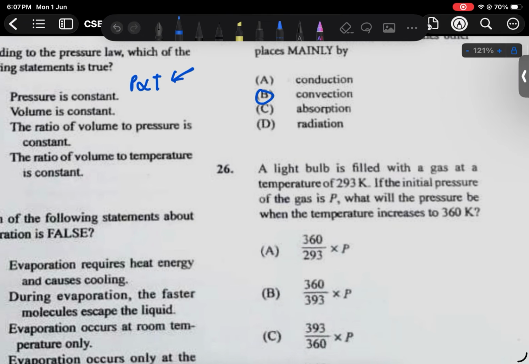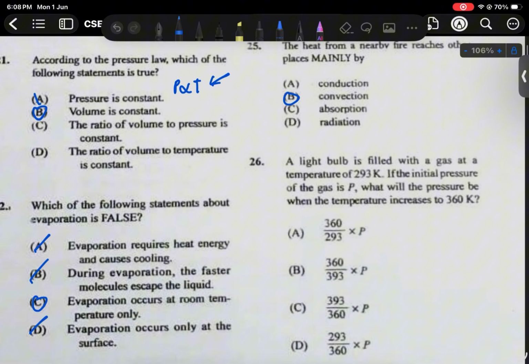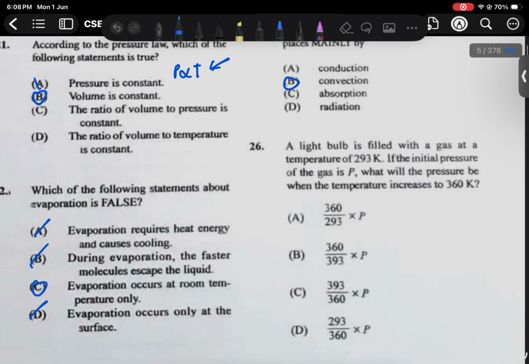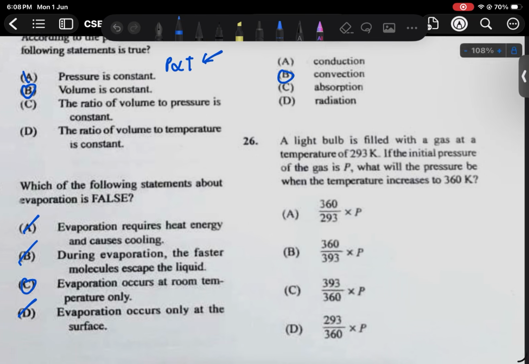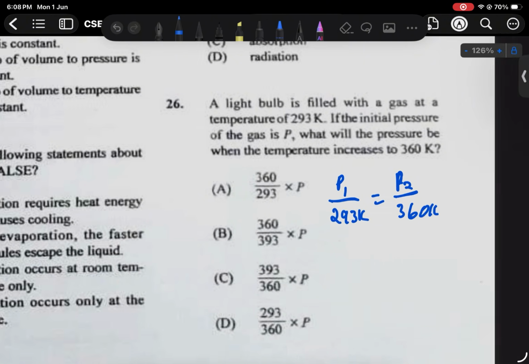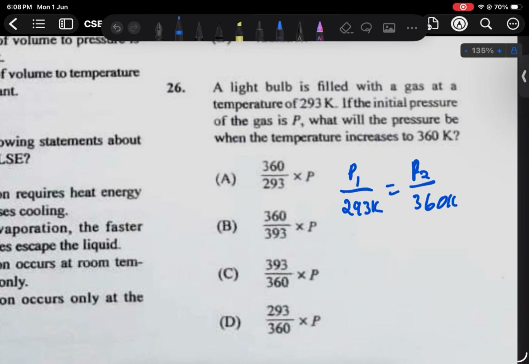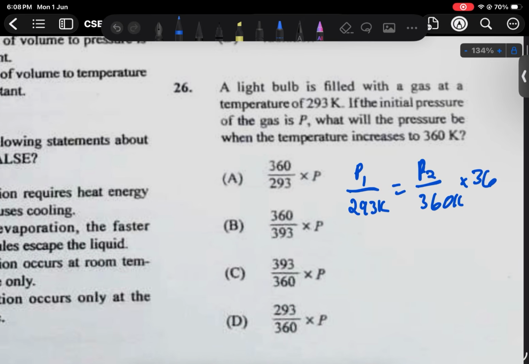A light bulb is filled with a gas at a temperature of 293 Kelvin. If the initial pressure of the gas is P, what will be the pressure when the temperature increases to 360? So right here we'd have to use the gas law. P1 over the original temperature in Kelvin is equal to pressure 2 over the new temperature. So in order to find the pressure, we'd have to multiply both sides by the 360 Kelvin.